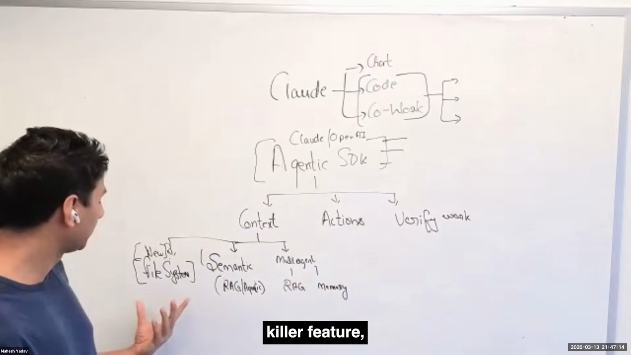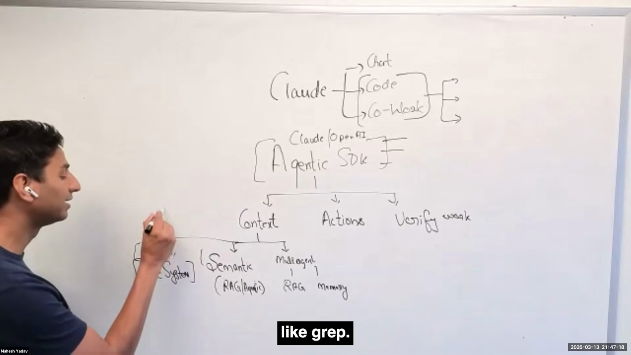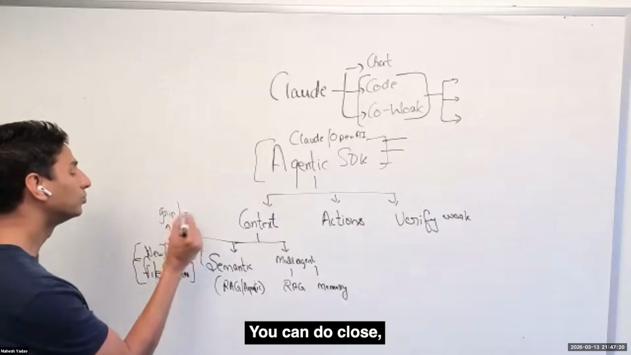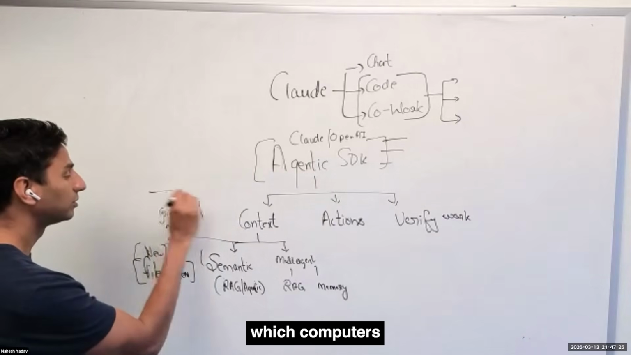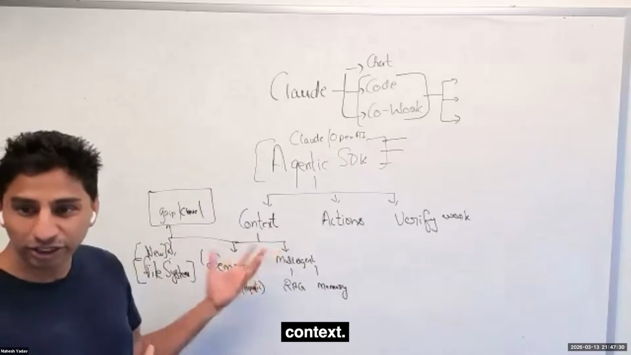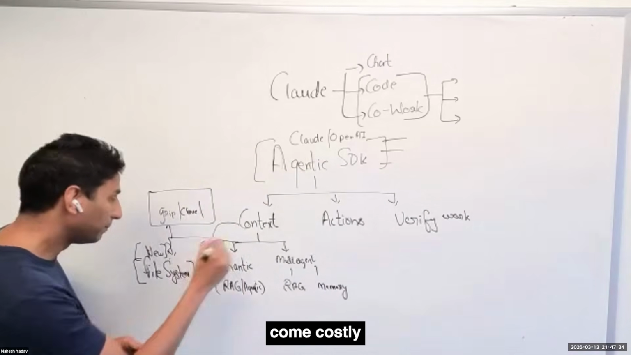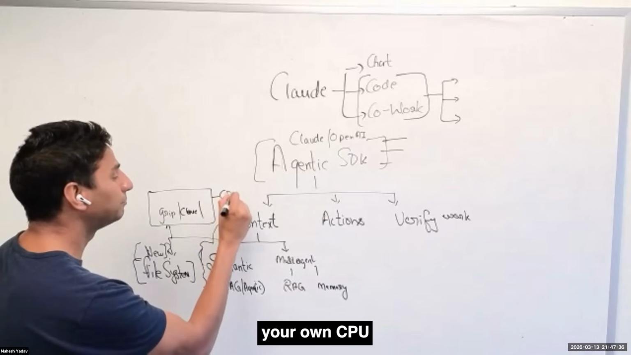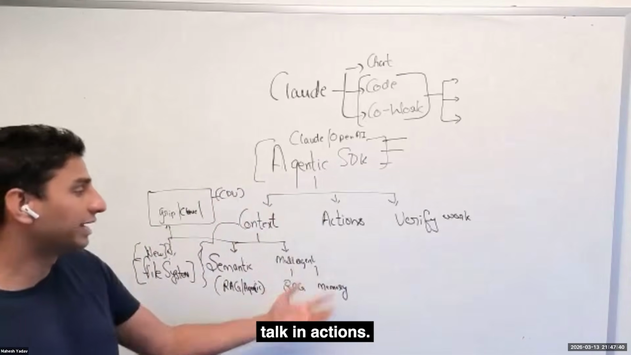And that's a killer feature, because once you have a file system, you can run basic commands like grep, you can do close by things, and other things which computers do all the time, or we do as engineers, to find the relevant context. And this context also doesn't come costly because it runs on your own CPU of your machine, right? Which we will talk about in actions.